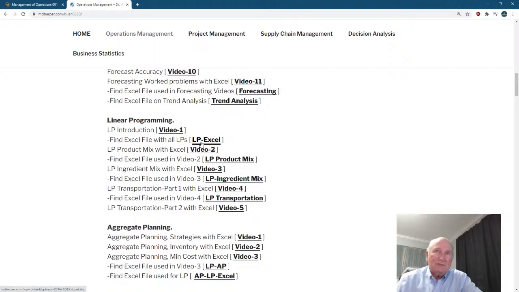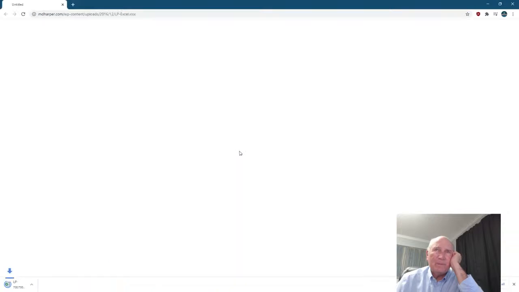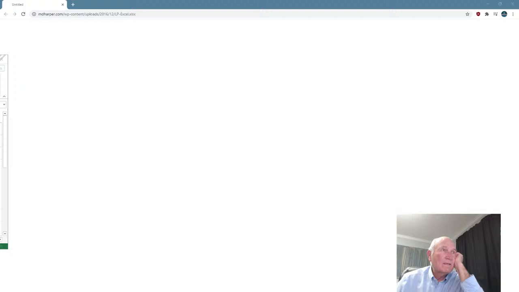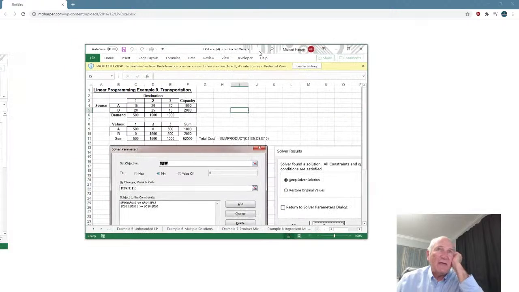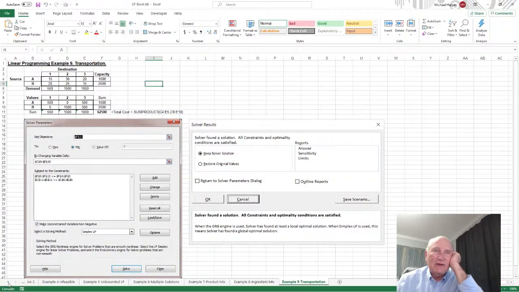Now, to download these Excel files, I use this third party. Anyway, right click, and say open link in new window. Gives you a new window, and it downloads it. And here you can open it. And there it is. Okay. Now notice what I have here. Go ahead and enable editing. Let's back up here to the very beginning.